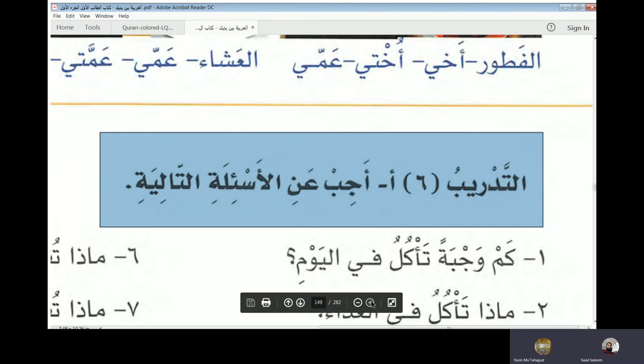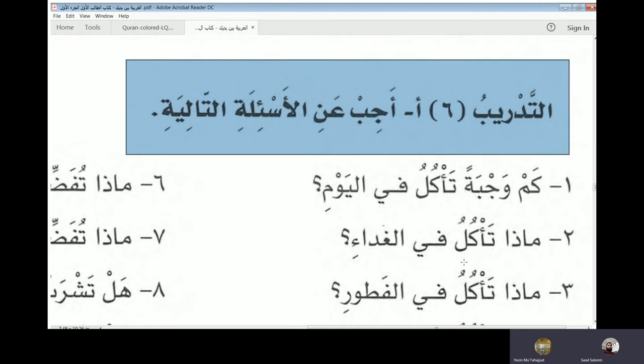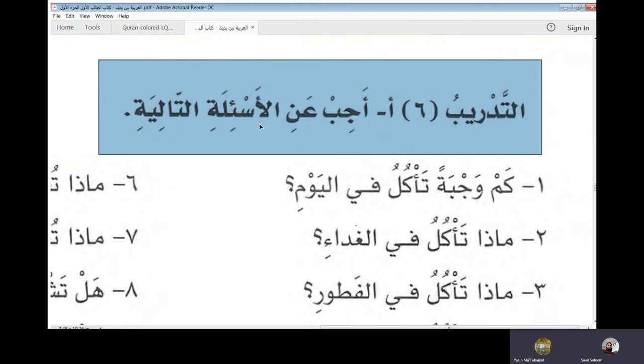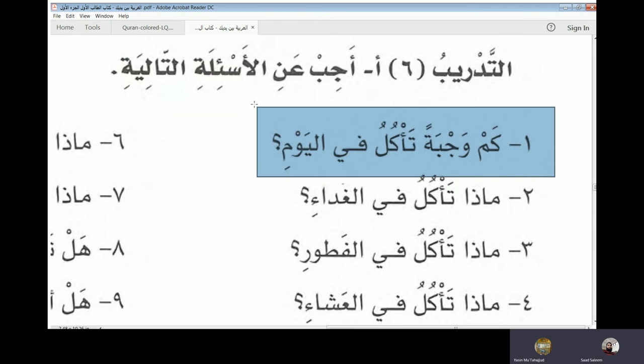At-tadribu sadis. Yes, at-tadribu sadis. أجب عن الأسئلة التالية. Taliyati. Okay, that's answer with a short answer. Aji means answer, and about al asila, questions, ataliya, following. Answer about the following questions. Oh, okay. So these questions are for you. Following questions. Okay.